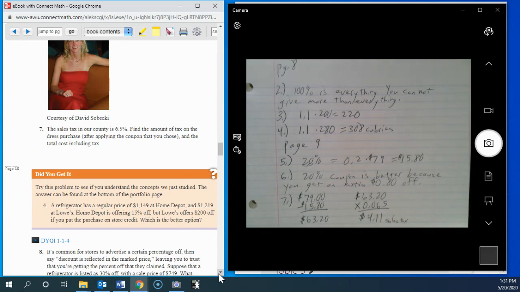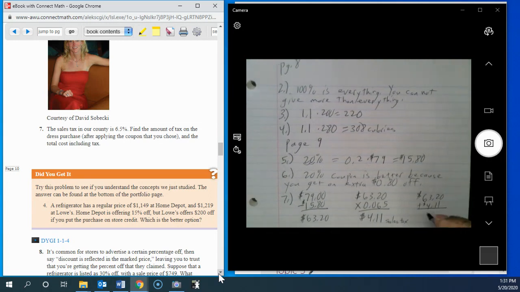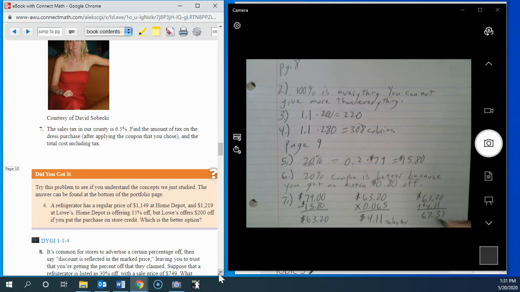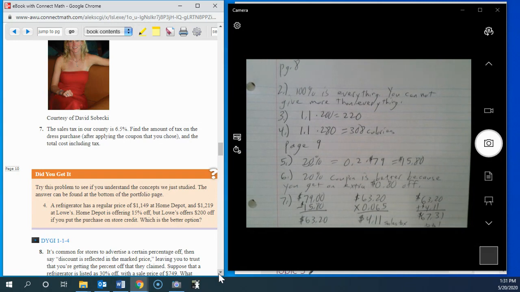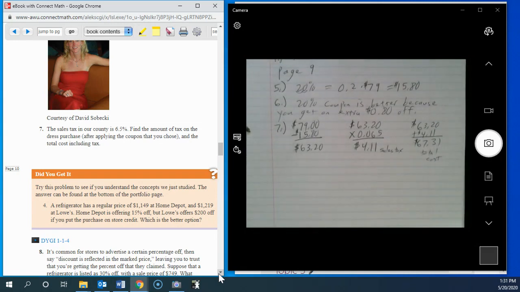Okay, now we want to find out the total cost as well. So we would take the $63.20 and add the $4.11. So it'd be $67.31. And this will be the total cost. Okay, are there any questions?